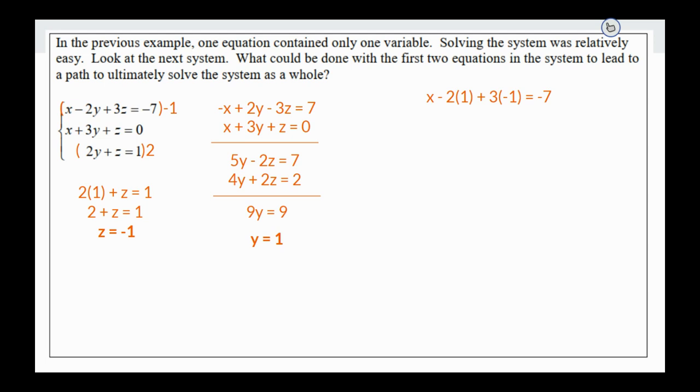I think I always use the first one, just out of habit. And then you simplify, you get x equals -2. So your ordered triple is -2, +1, -1.